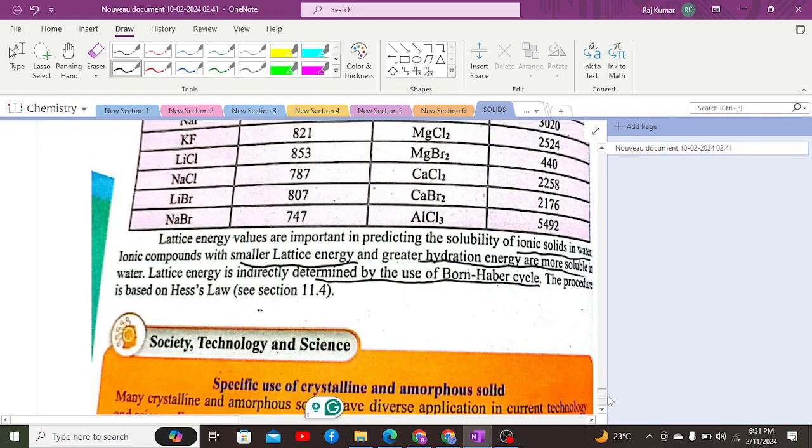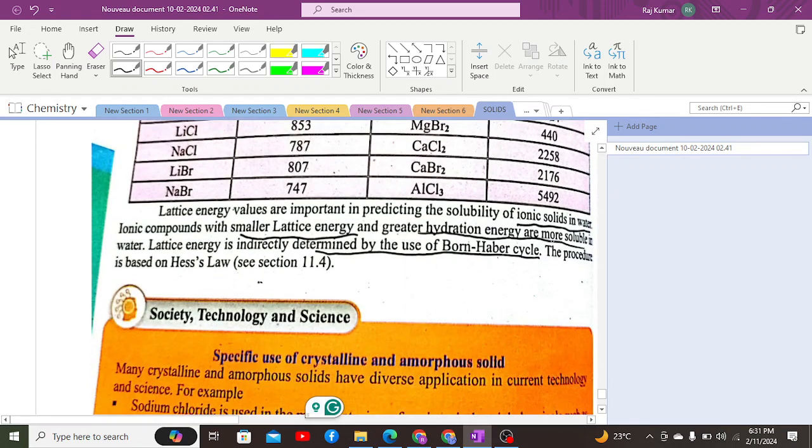Apart from that, lattice energies are important in predicting the solubility of ionic solids in water. Ionic compounds with smaller lattice energy have greater hydration energy and are more soluble in water, and it is indirectly determined by the Born-Haber cycle, which we have previously discussed in our previous videos as well. And here is one more reason how the hydration energy or solubility increases with the decrease in lattice energy.